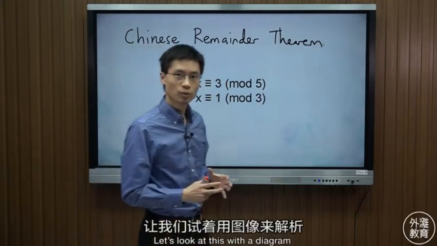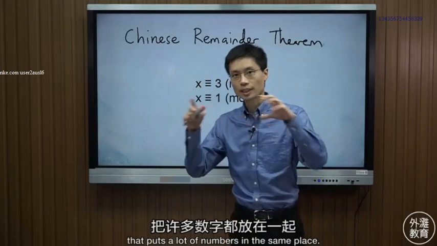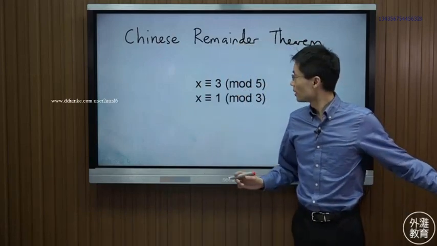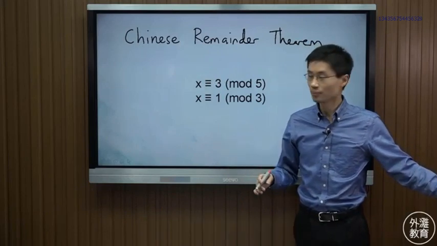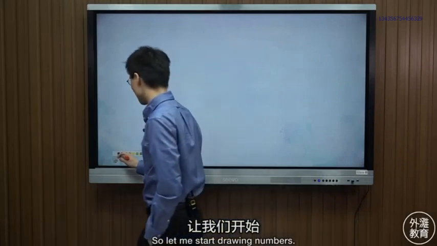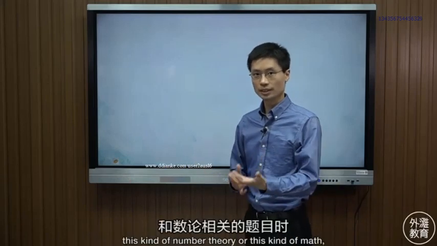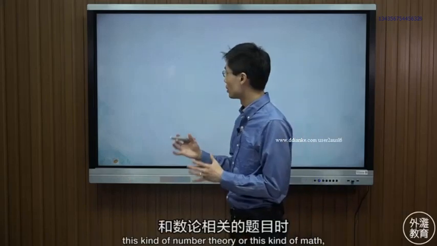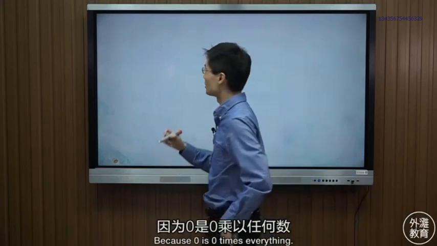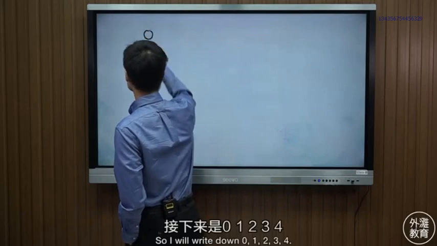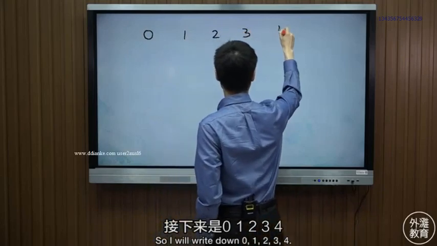Let's look at this with a diagram that puts a lot of numbers in the same place. I want to learn what things look like modulo 3 and modulo 5. So let me start drawing numbers. I'm going to start with 0. Actually, when you do a lot of this kind of number theory, it's helpful to start from 0, because 0 is 0 times everything. So I'll write down 0, 1, 2, 3, 4.